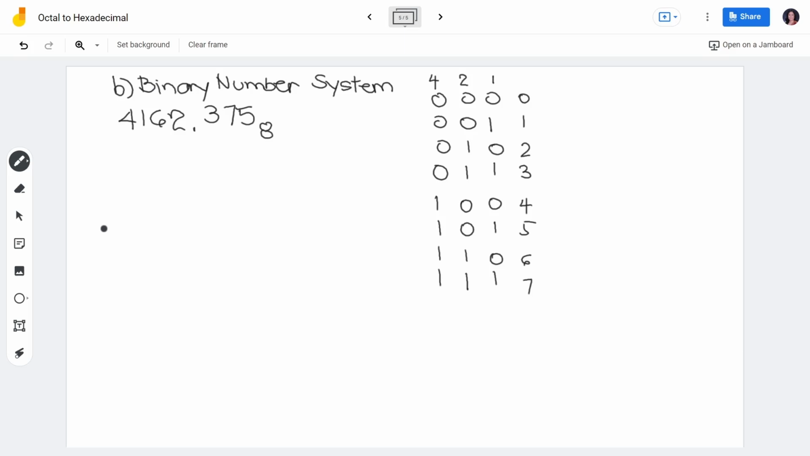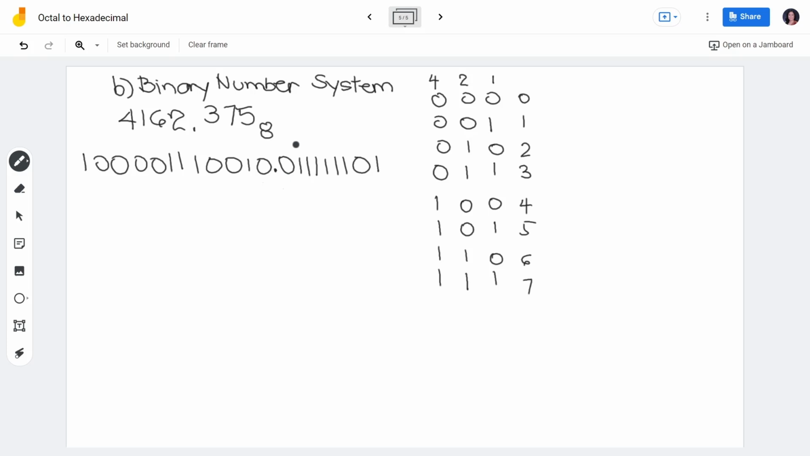So we have 4, 1, 6, 2. 4 is 1, 0, 0. 1 is 0, 0, 1. And then 6 is 1, 1, 0. 2 is 0, 1, 0. Point. 3 is 0, 1, 1. 7 is 1, 1, 1. And then 5 is 1, 0, 1. So this is our value in the binary number system.